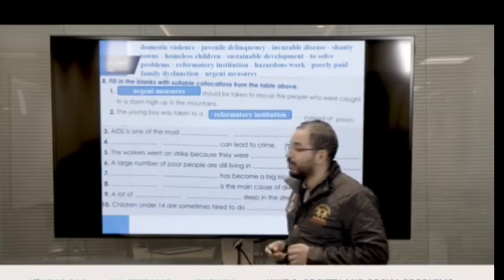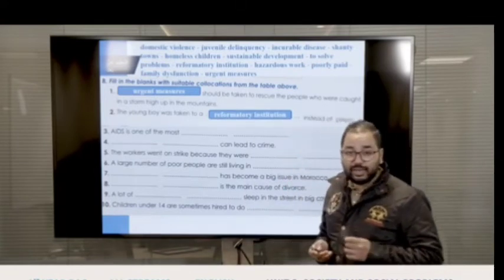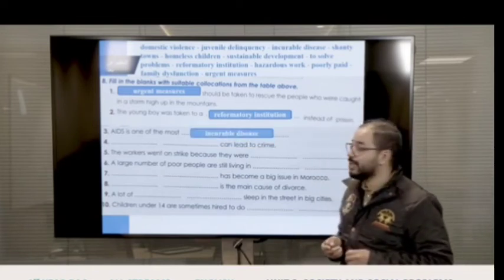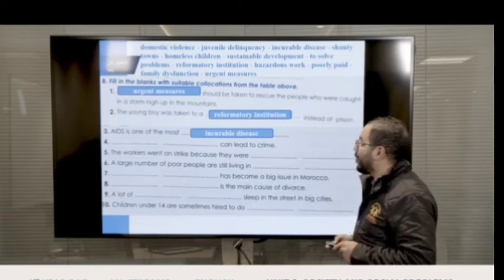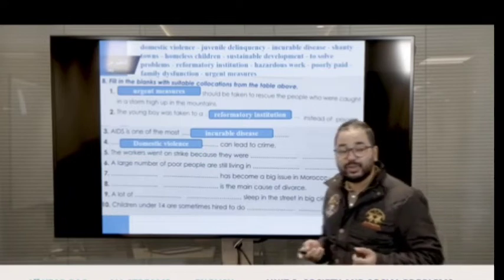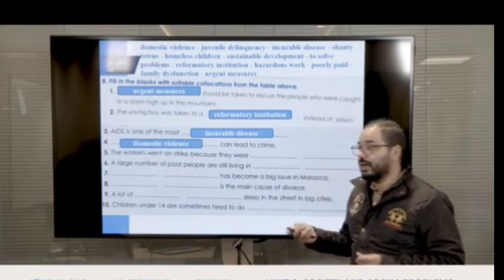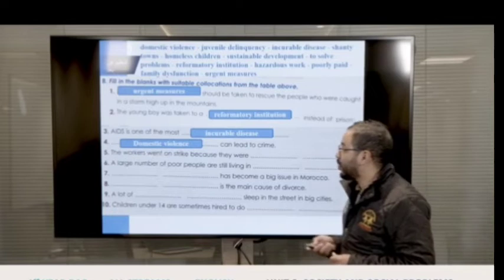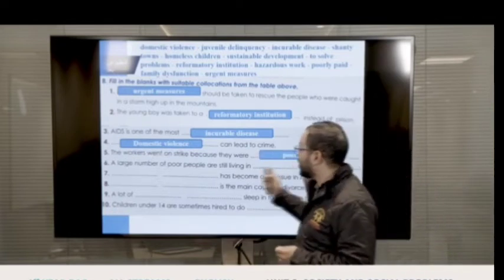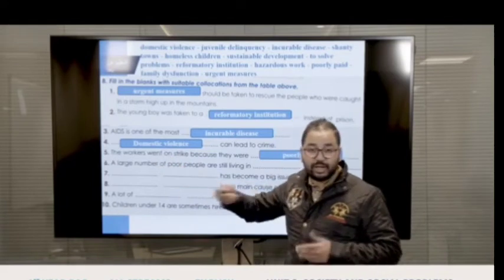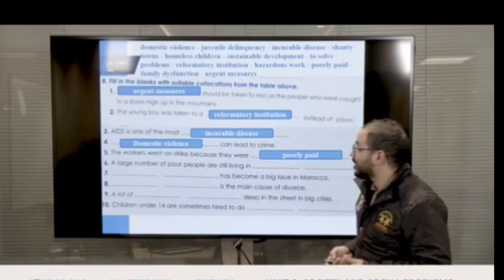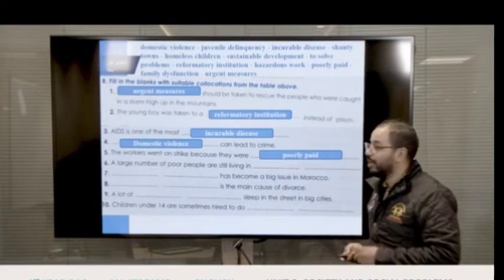AIDS, you know that AIDS is an illness or a disease and is one of the most incurable diseases. Number four, can lead to crime. Domestic violence, of course, can lead to a crime. Workers went on strike because they were poorly paid. So we're talking here about workers. They go on strike, they stop working because they are poorly paid. Their salaries are not reasonable or high.